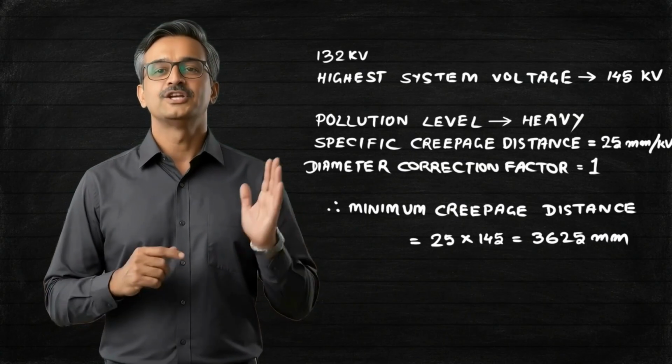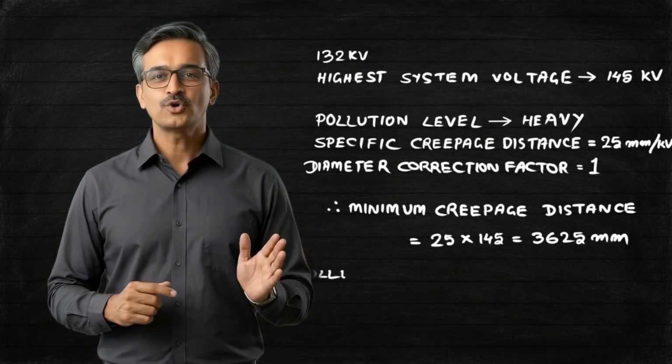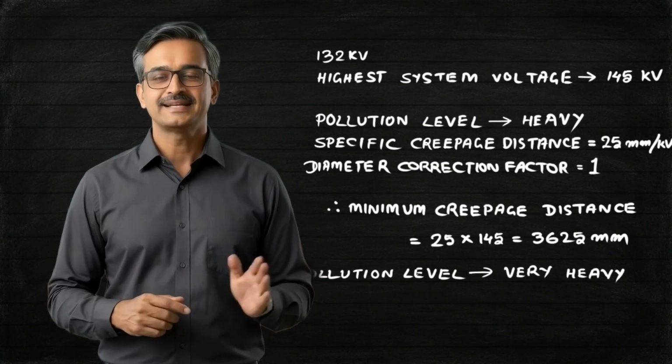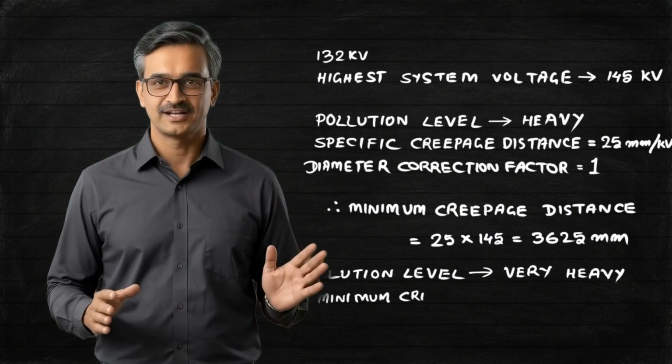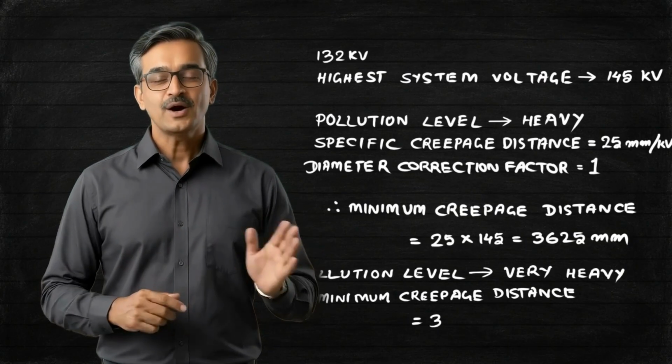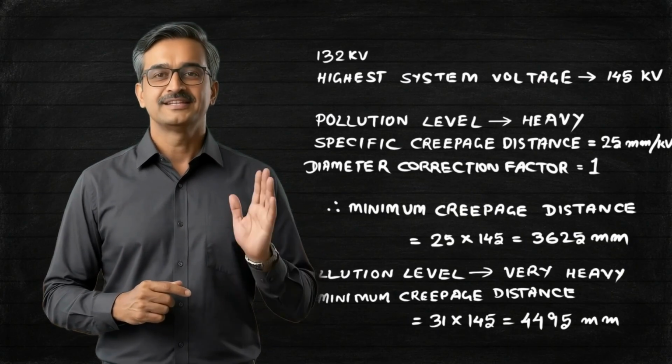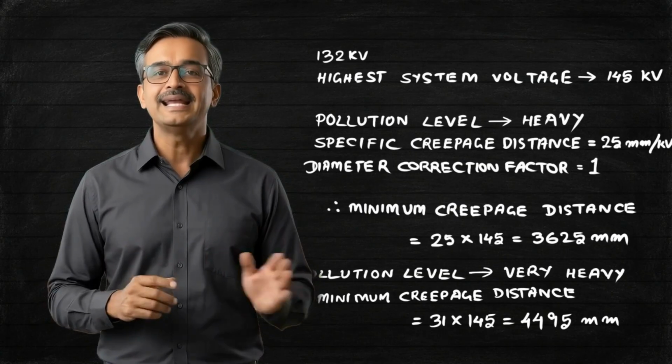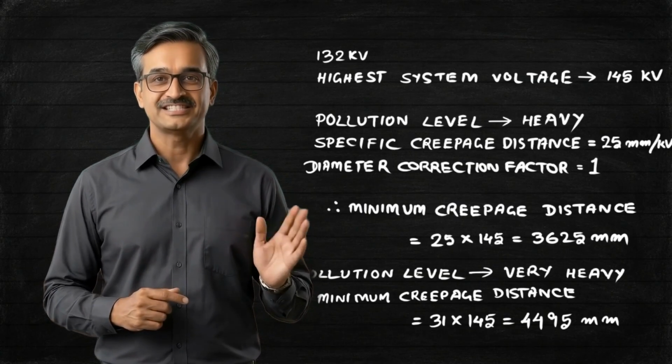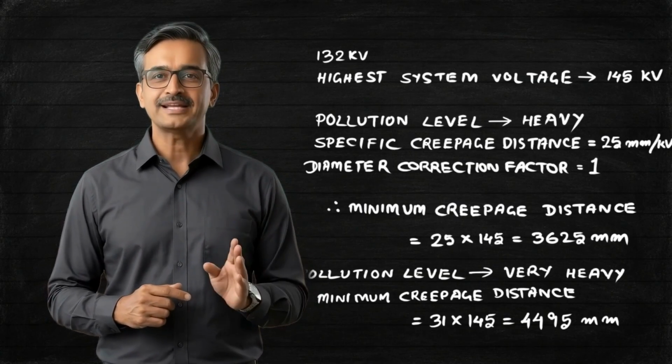If the same substation were located near the seashore, the pollution level would become very heavy. In that case, 31 times 145 equals 4495 mm. Simply changing the pollution category increases the required creepage distance by almost 900 mm.